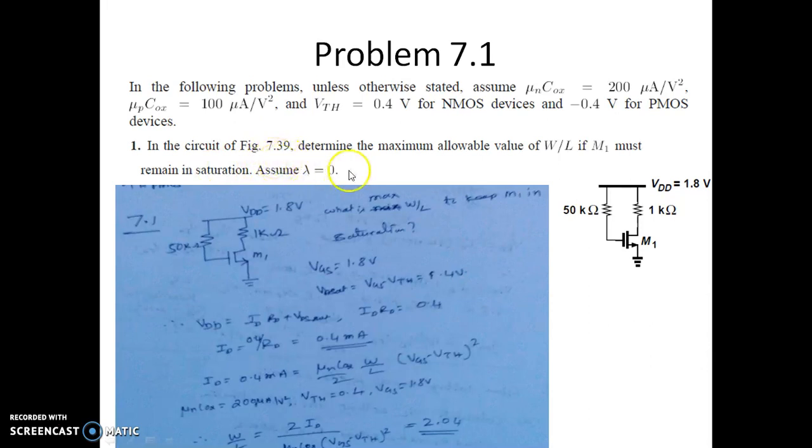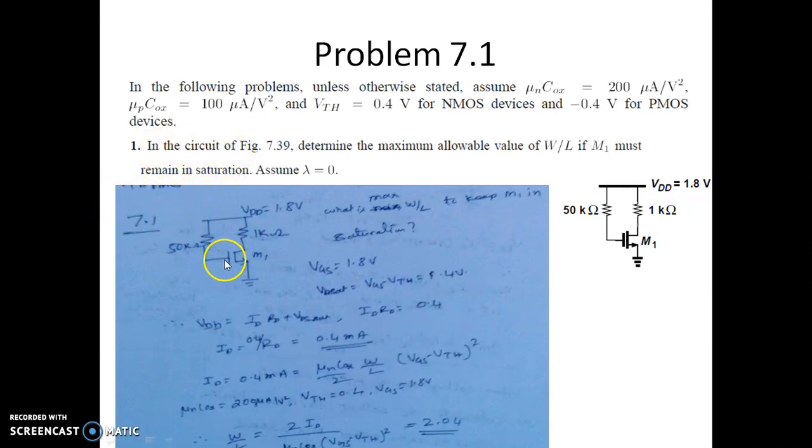Here in figure 7.39 we are asked to determine the maximum allowable value of W by L if M1 must remain in saturation condition. You can see that the gate is tied to VDD through a 50 kilo ohm resistance and the drain is connected to VDD through a 1k resistance. We are asked to find the maximum value of W by L so that this remains in saturation. We know that for a MOSFET to remain in saturation, the VDS should be at least equal to VGS minus VTH. Now what is VGS?